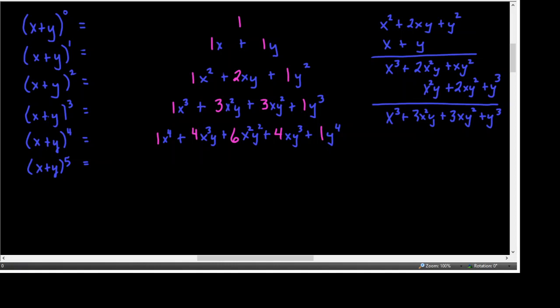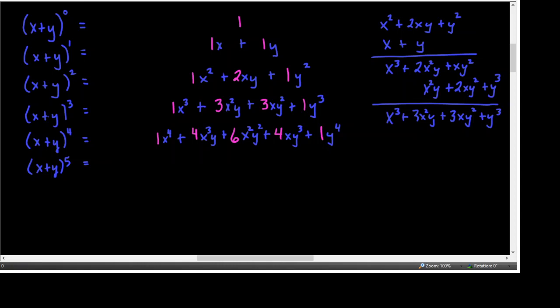The next thing I'd like for you to notice is that there is one more term than the power. Like x plus y to the 4th has 5 terms. X plus y cubed has 4 terms. X plus y to the 0 has 1 term. So the power you're raising it to plus 1 is the number of terms you're going to have. Another pattern I'd like for you to notice is that the very first term starts with 1x to the power of the problem.